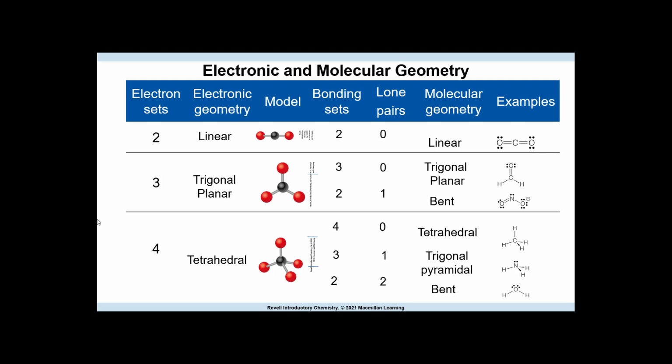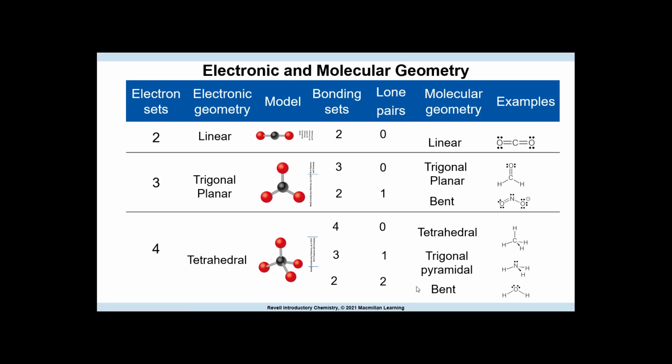If an atom has 4 electron sets, it has a tetrahedral geometry. There are 3 different types of molecular geometries possible with 4 sets. If all 4 electron sets are bonding, then the molecular geometry is tetrahedral, which you see right here. If there are 3 bonding and 1 lone pair, the molecular geometry is trigonal pyramidal. If 2 sets are bonding and 2 are lone pairs, such as water, then it's bent.